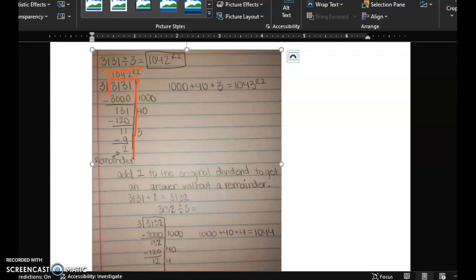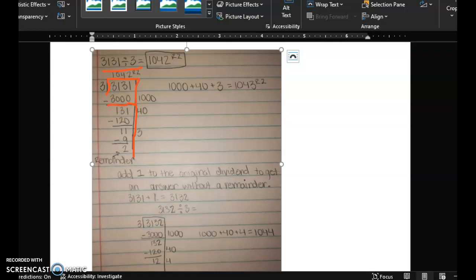And I know that 3 goes into 3,000 1,000 times. So 3 times 1,000 is 3,000. Subtracting that from our 3,131 gives us a remainder of 131. So in my head, I know that 3 times 4 is 12. So 3 times 40 would be 120. So we take 120 away from 131, leaving us with 11. Now 3 goes into 11 3 times, which gives us 9, and we subtract that from 11, giving us a remainder of 2.